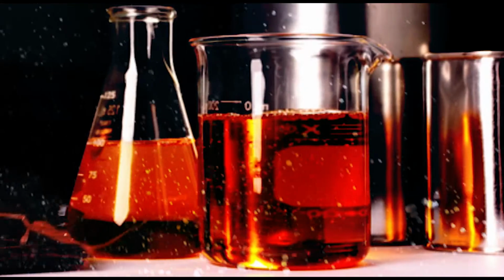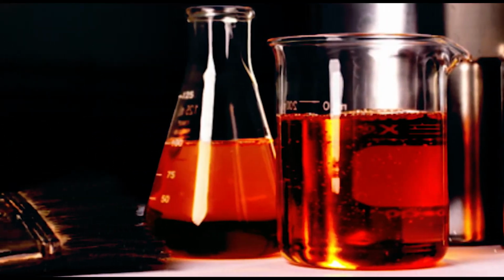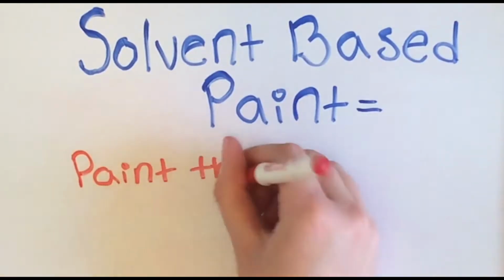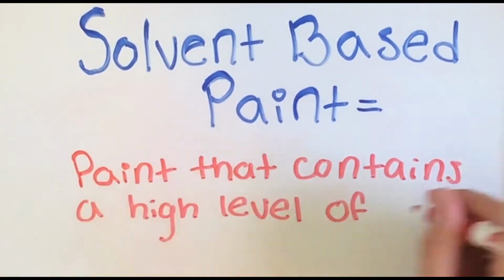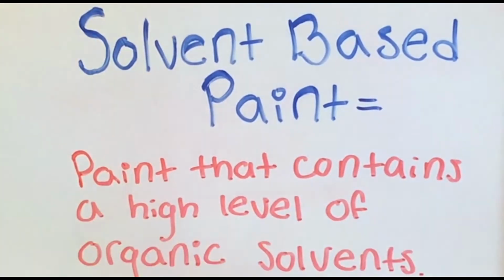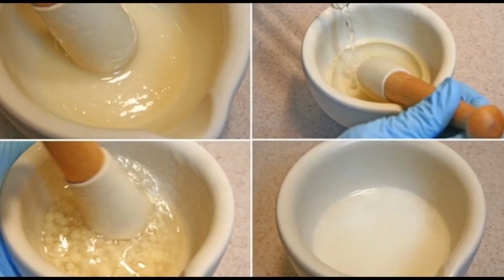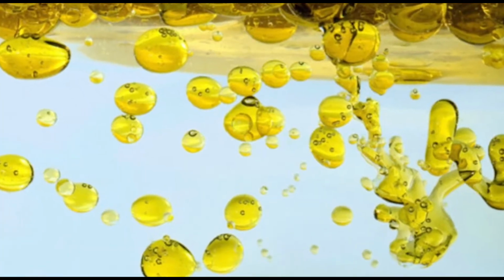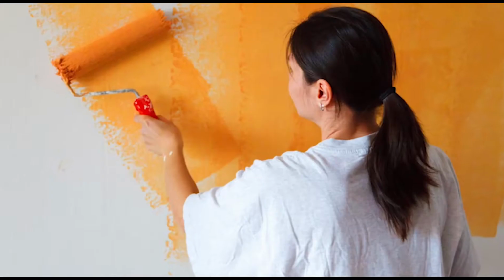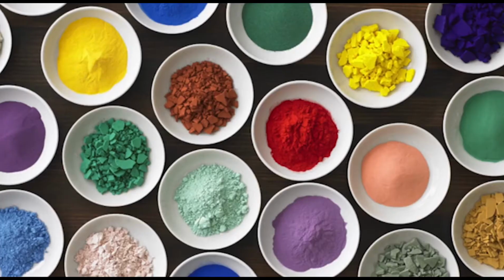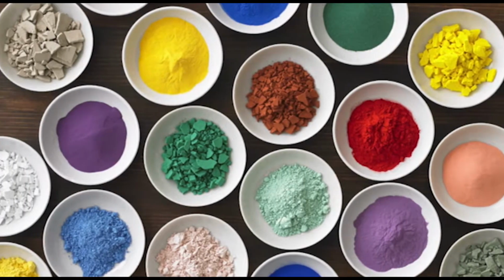Alkyd resins are the most common binders used in solvent-based paint, or paint that contains a high level of organic solvents. Emulsions are the most common binders used in water-based paints and are usually used in household paints. Pigment is what gives paint its color.